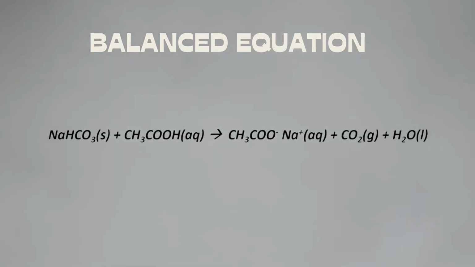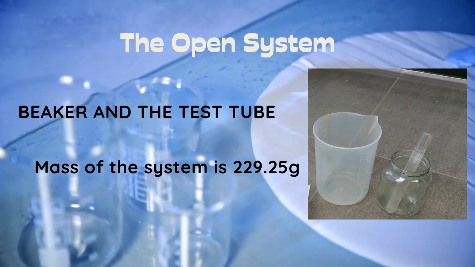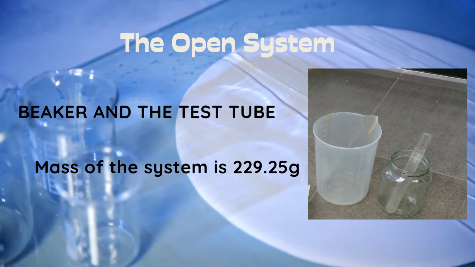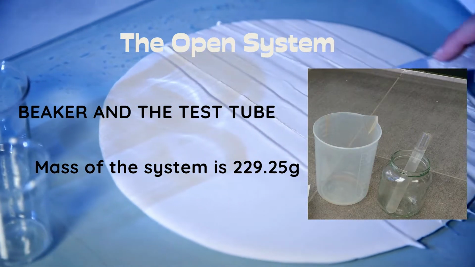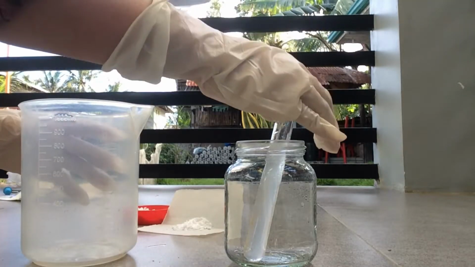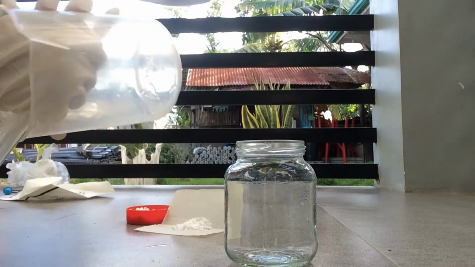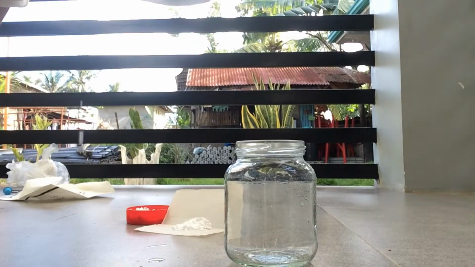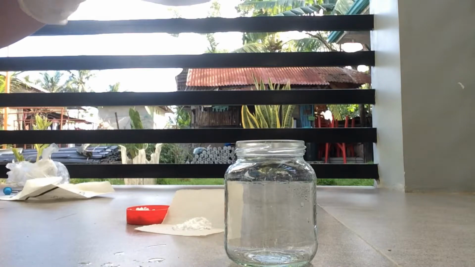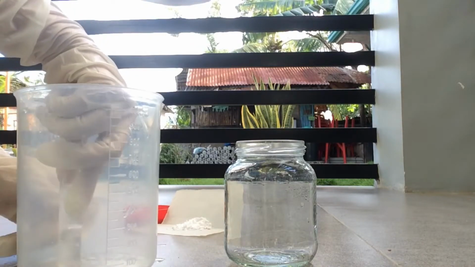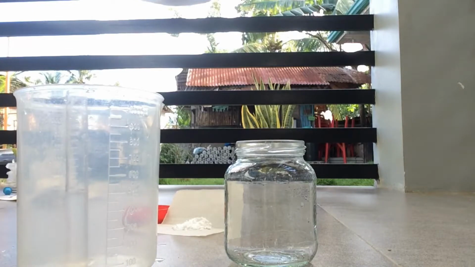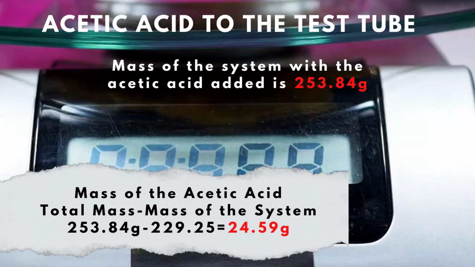Now to start our demonstration, the mass of our open system, which is the beaker and the test tube, is 229.25 grams. Now let us simply place the test tube inside the beaker. Now placing the acetic acid into the beaker will increase its mass to 253.84 grams. To determine the acetic acid in the reaction, we have to subtract the mass of the system from the total mass. And now it has a result of 24.59 grams.